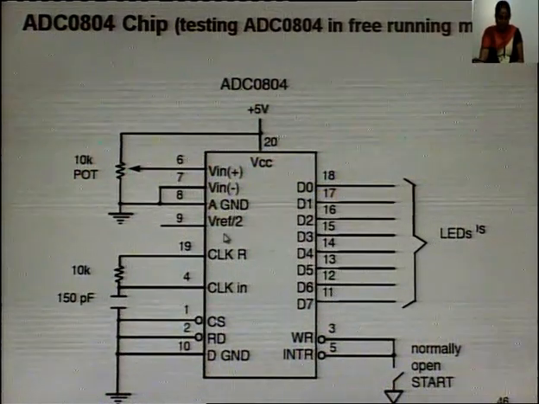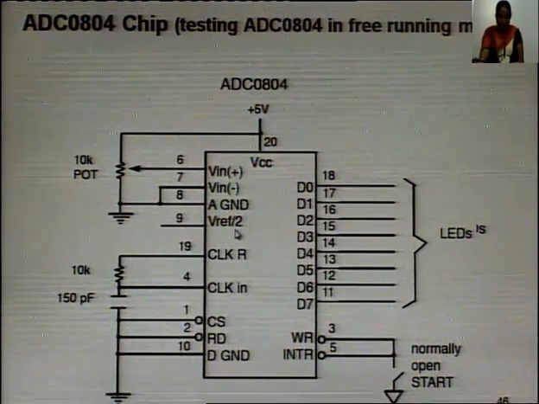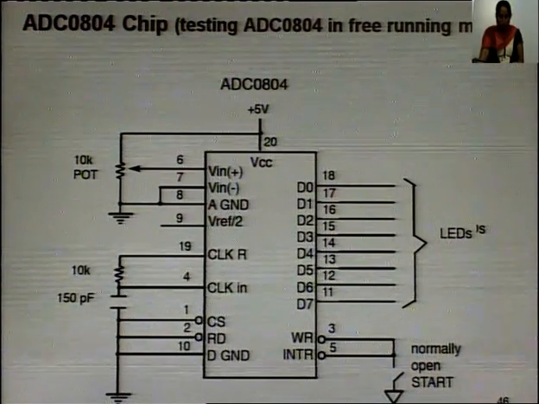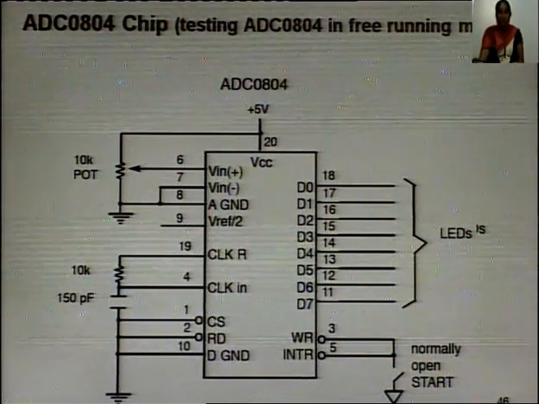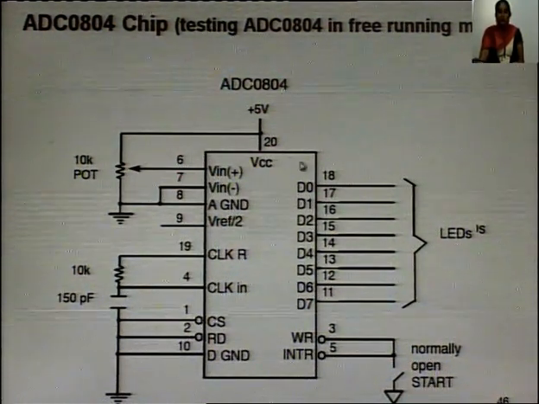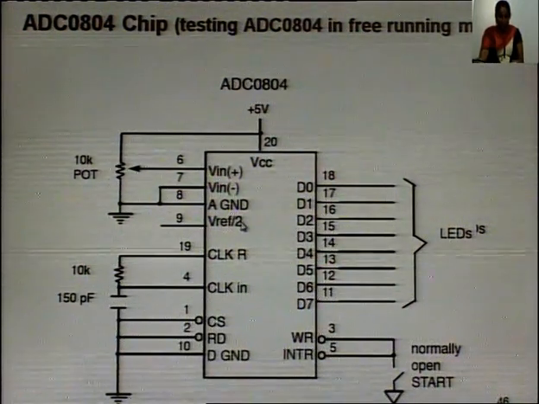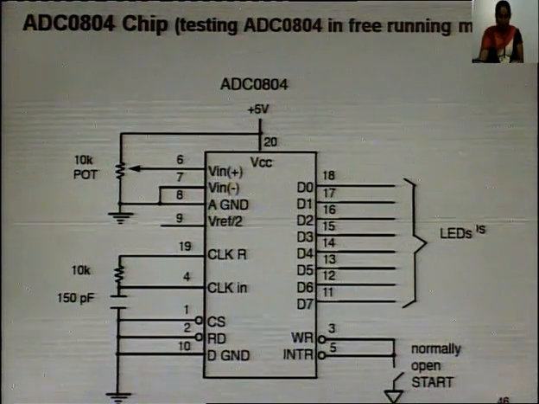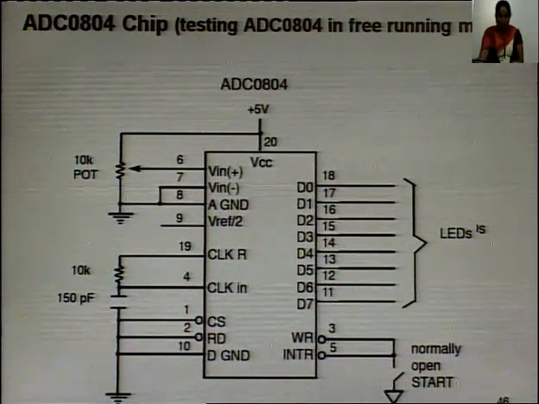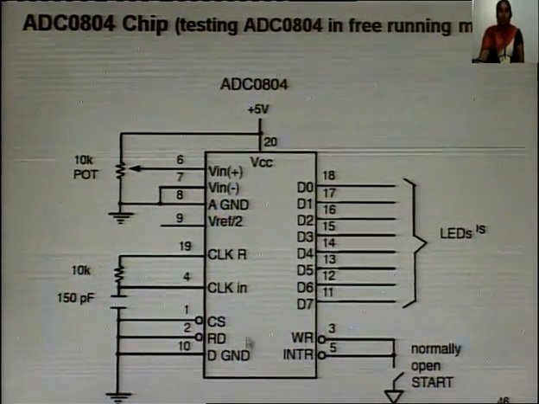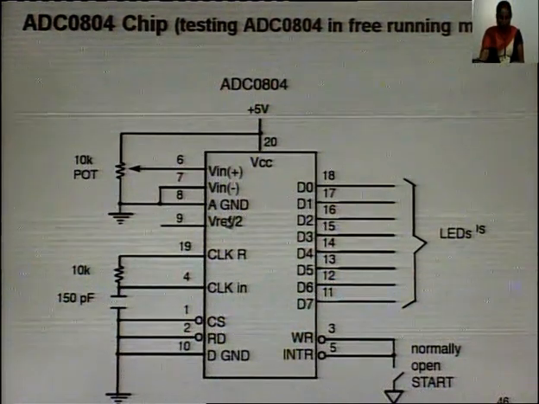V reference over 2, pin number 9, is an input voltage used for the reference voltage. V reference over 2 pin is used to implement analog input voltages other than 0 to 5 volt.